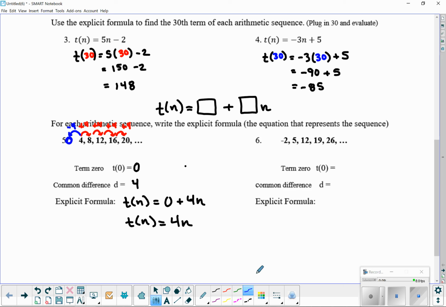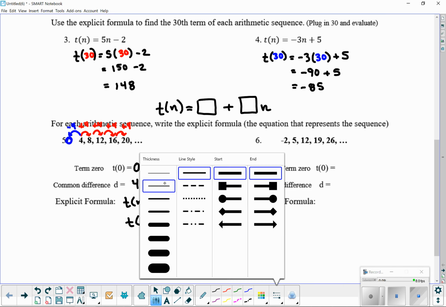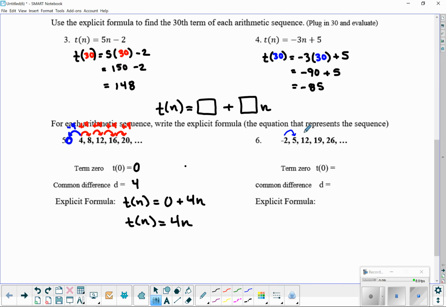All right, so this one right here, from negative 2 to 5, I'm not sure, but I know from 5 to 12 is 7, so plus 7. Let's see if that works. From 12 to 19, yep, that's plus 7. And 19 to 26, yep, that's plus 7. So now I know that from negative 2 to 5 is plus 7. So our common difference is d equals 7.